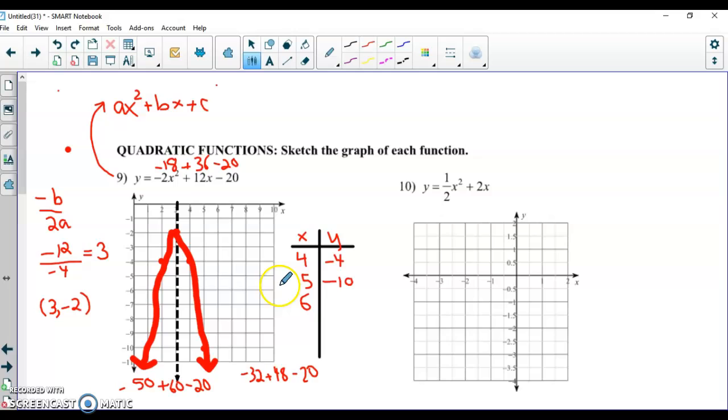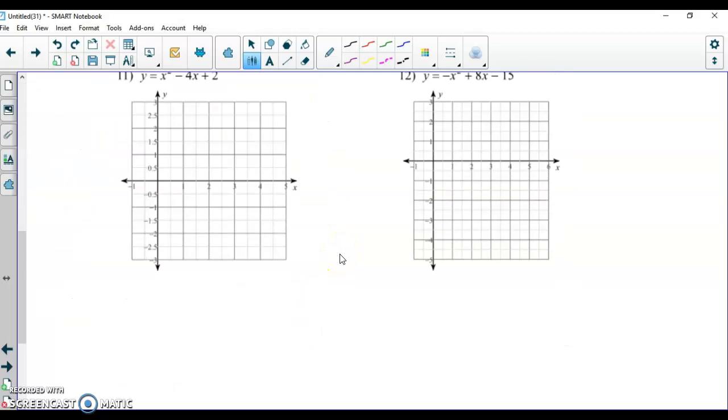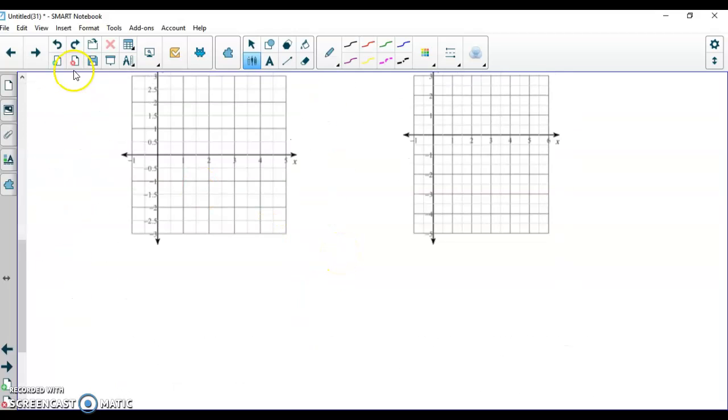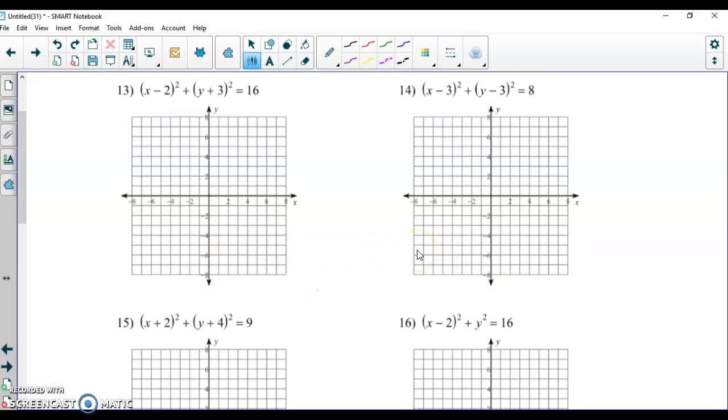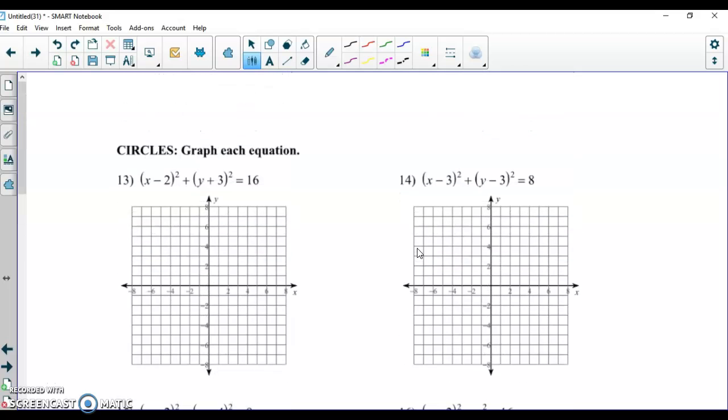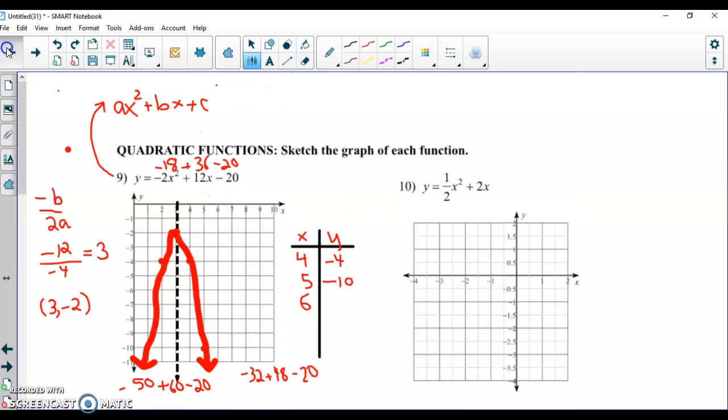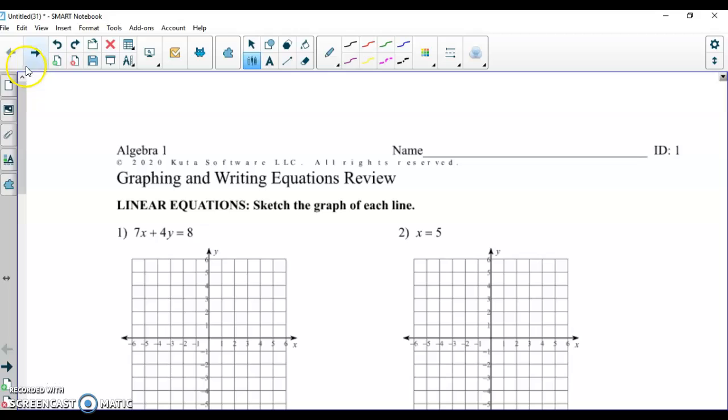Okay, so what I would like you to do is finish these problems here, and when you're done with this page, you'll notice there's a couple of additional circle practice problems. We did that yesterday, so you're going to go ahead and do that. When you're done, you should be really refreshed on graphing linear equations, absolute value equations, quadratics, and also circles, because that's going to help prepare you for the project that we're going to do next.